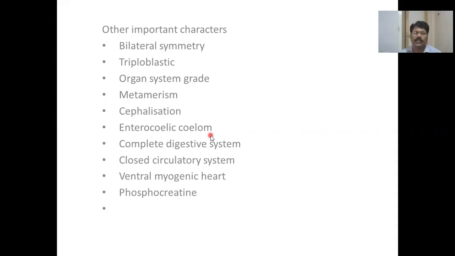These are enterocoelic coelom, and they show a complete digestive system. That means mouth and the anus, and a closed circulatory system. That means the blood flows through the blood vessels. And they have a myogenic heart which is ventrally placed, and this is a very important character. And muscles will show phosphocreatine. Phosphocreatine is a material that is present in the muscles. So these are some important characters.